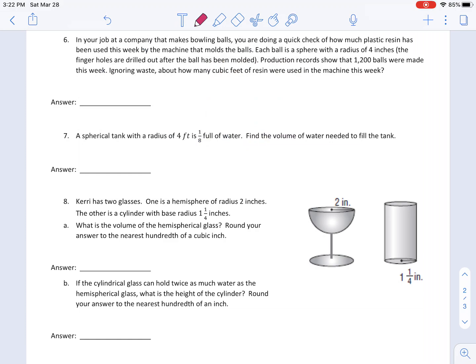Next word problem, because we got a bunch. In your job, you're making bowling balls, and you're going to see how much plastic resin has been used this week to mold them. Each bowling ball is a sphere. We're told the radius. We don't have to care about the finger holes because they're going to be drilled out later. And we are making 1,200 bowling balls this week, and pretending that nothing gets wasted, how many cubic feet were used in this machine. So I'm going to use this part here. Bowling balls are spheres, so 4/3 pi r cubed.